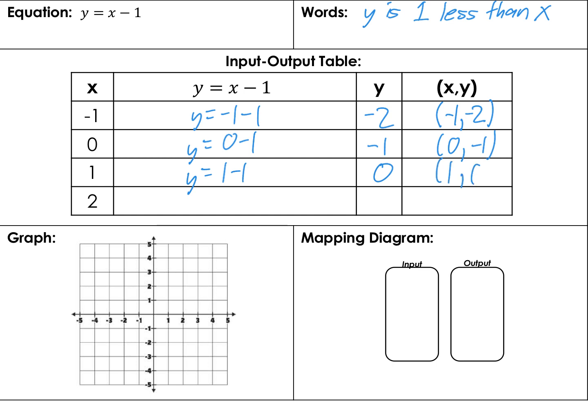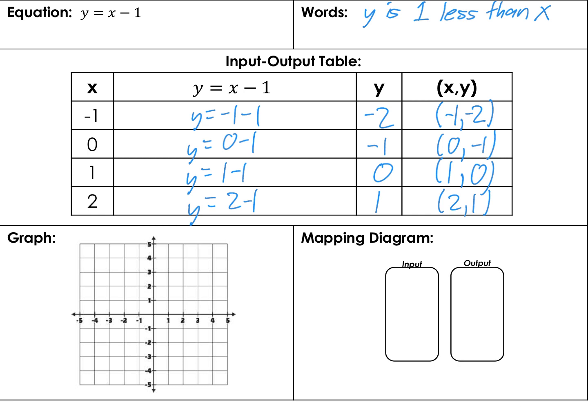For x equals 1, we have y equals 1 minus 1, which is 0, and our point is 1, 0. Then for the next value, 2, we have y equals 2 minus 1, which is 1, and our point is 2, 1. Now that we've got our points, we can graph them on the graph.